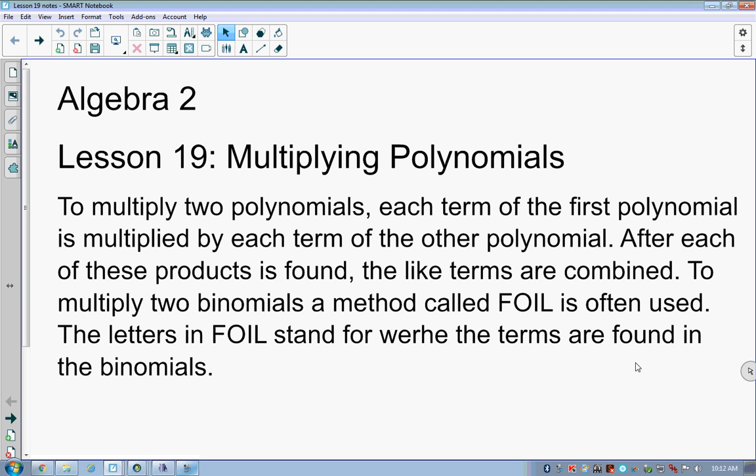To multiply two polynomials, each term of the first polynomial is multiplied by each term of the other polynomial. Basically, it's advanced distribution, okay? After each of these products is found, the like terms are combined. To multiply two binomials, a method called FOIL is used. It's often used. The letters F-O-I-L stand for where the terms are found in the binomials.